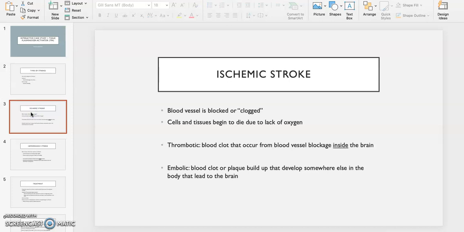Ischemic strokes are, again, blood vessels that are either blocked or clogged, and the necessary oxygen cannot go to the brain, so these cells and tissues begin to die because of the lack of oxygen. Within ischemic stroke, there are two different types. Thrombotic, which is blood clots that occur from blood vessel blockages inside the brain. And embolic, which are blood clots or plaque that build up in the blood vessels and develop somewhere else in the body, but ultimately lead to the brain.